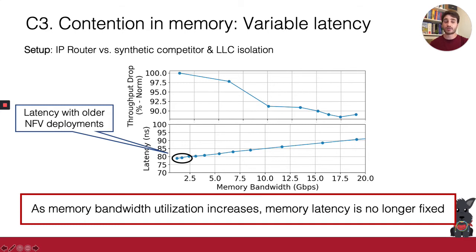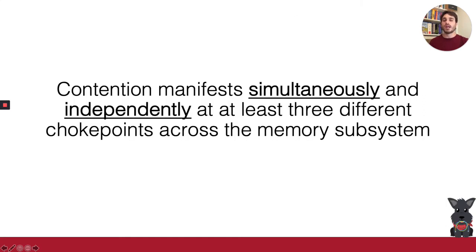However, as line rates go up and DDIO and last level cache contention become more pronounced, memory bandwidth utilization increases, and as a result, the increasing memory latency needs to be taken into consideration. In summary, contention in memory is a lot more nuanced than what prior work had assumed. Indeed, we showed that contention can manifest simultaneously and independently at at least 3 different choke points in memory, with cache access rate only partly characterizing one of them. Modeling performance slowdown will require taking all these contention points into consideration.